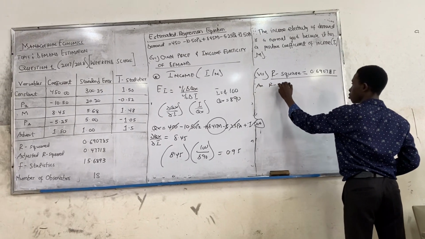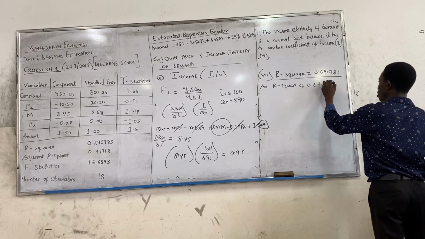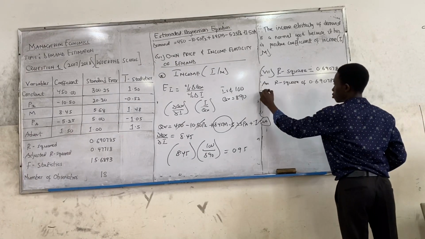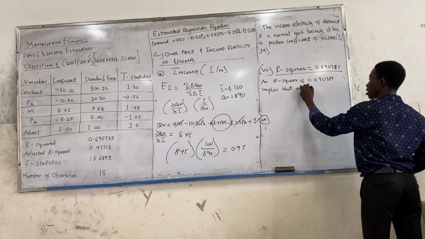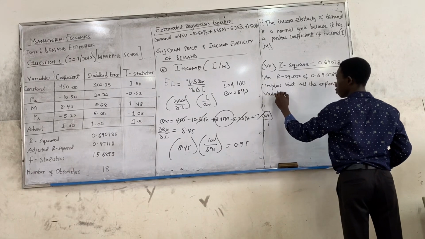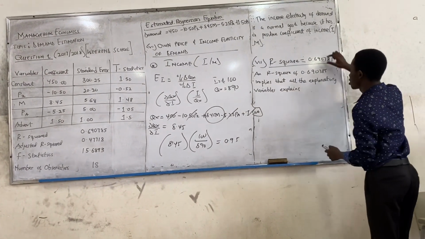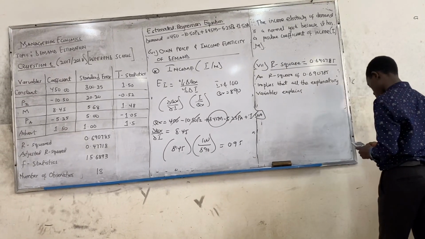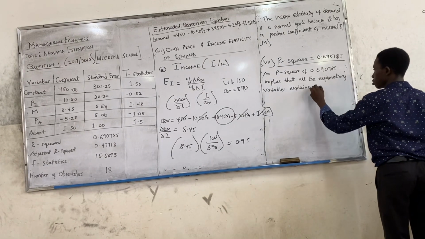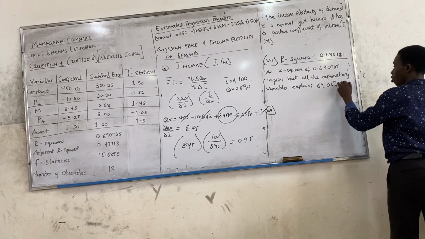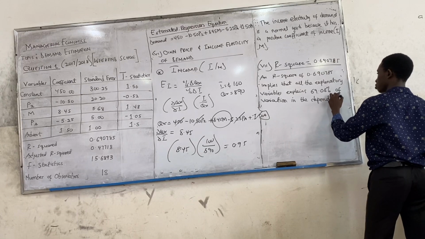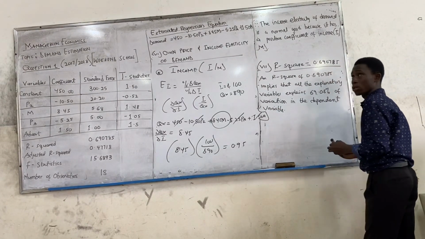An R squared of 0.690785 implies that all the explanatory variables explain, taking the result times 100, about 69.08% of variations in the dependent variable. So that's how we interpret R squared.